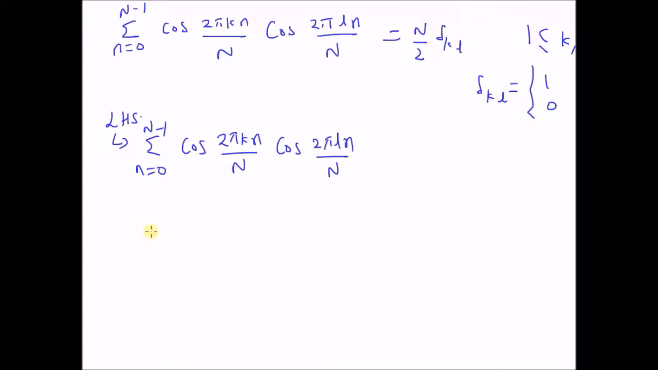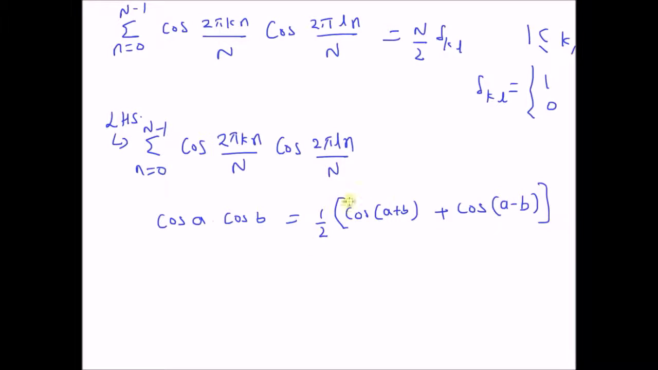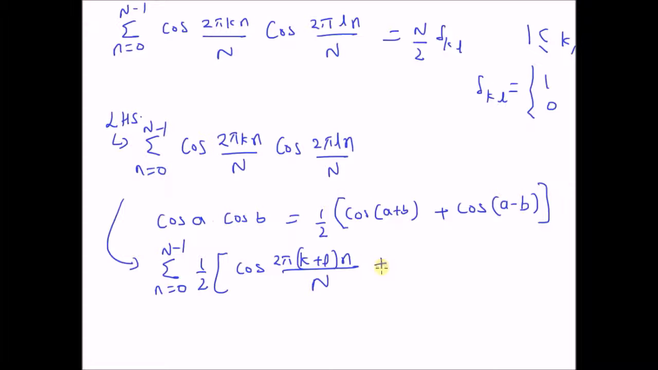And now by using the trigonometric identity cos A multiplied by cos B is equal to 1 by 2 multiplied by cos of A plus B plus cosine of A minus B, the summation becomes the sum n equal to 0 to N minus 1 of 1 by 2 multiplied by cosine of 2 pi (k plus l) multiplied by n over N plus cosine of 2 pi multiplied by (k minus l) multiplied by n over N.